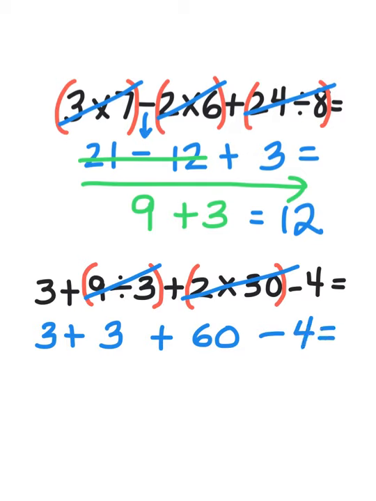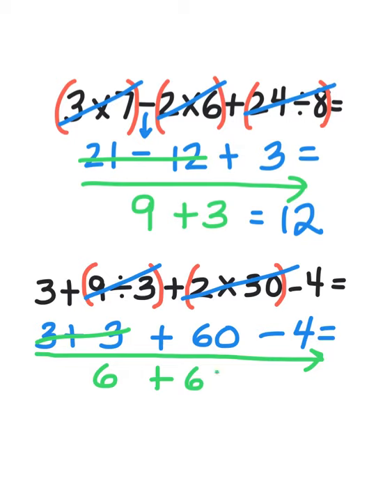And now we're going to do our problem from left to right, just like how we do when we read. We can keep the answers in our head, or we can write the answers and then bring the other parts of the problem down. 3 plus 3 is 6. 6 plus 60 minus 4. See how I brought the other part of the problem down here? Now, let's erase that circle that I made so we can see the problem clearly.